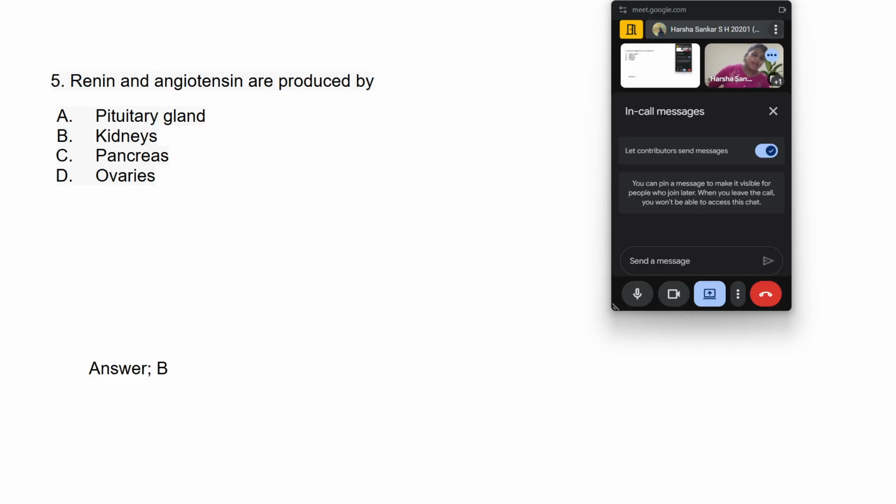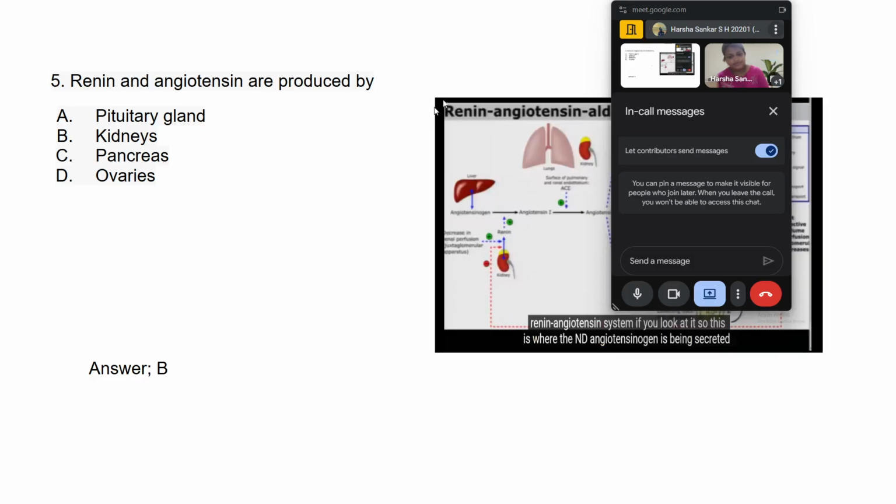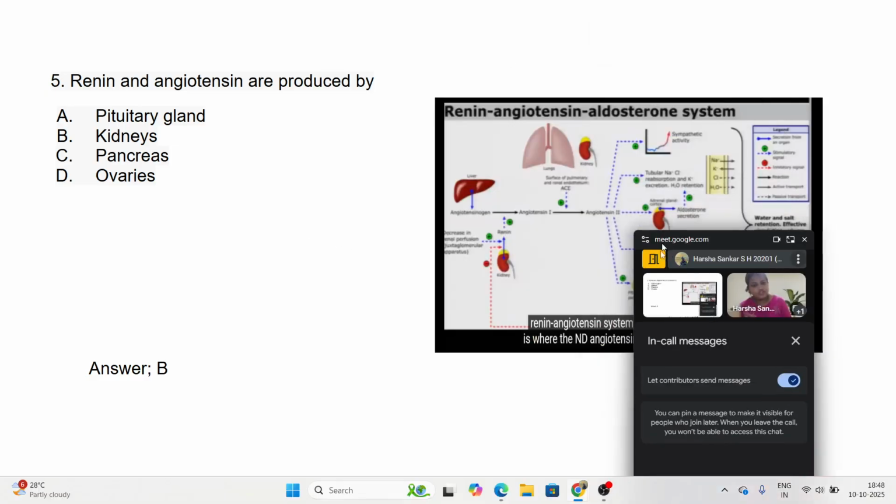Renin acts upon angiotensinogen, which is a protein stored in the liver, and converts it to angiotensin 1, which again gets converted to angiotensin 2. Angiotensin 2 will act to release aldosterone. So aldosterone will regulate the blood pressure. So this is the system.